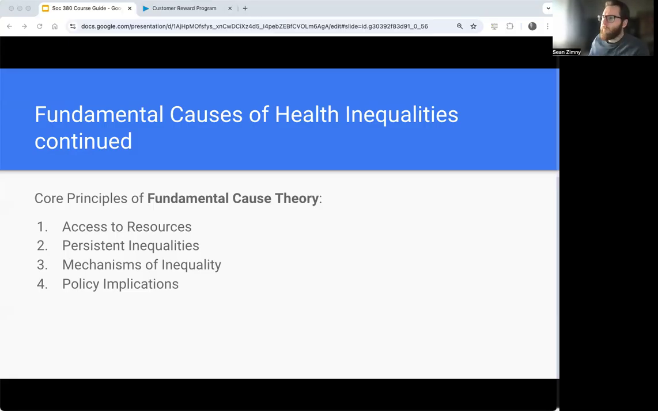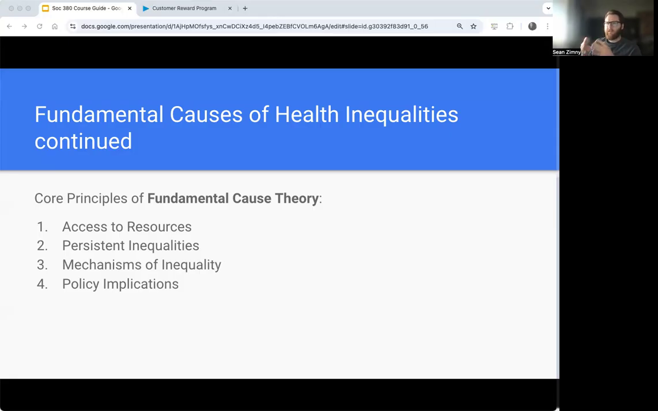So, core principles here of fundamental cause theory. Number one is access to resources. This theory posits that individuals and groups with greater access to critical resources such as money, knowledge, power, social connections, and access to high quality healthcare are better positioned to protect their health and mitigate the effects of illness. These resources facilitate advantages in navigating health systems, securing better care, and adhering to health promoting practices.